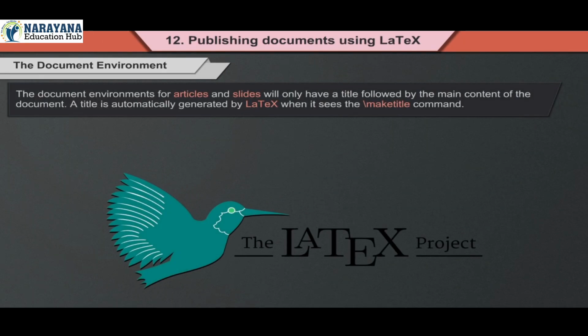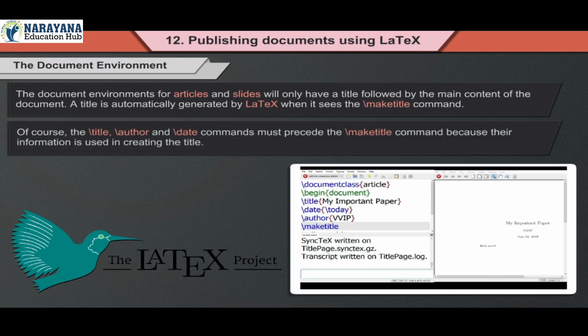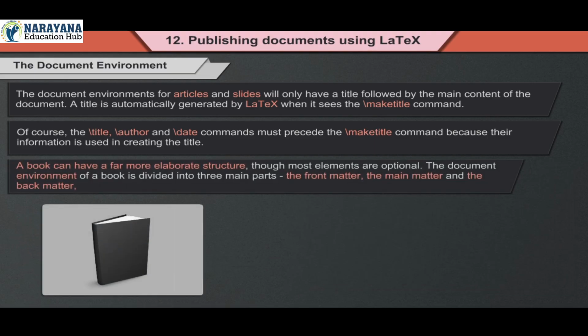The document environment. The document environments for articles and slides will only have a title followed by the main content of the document. A title is automatically generated by LaTeX when it sees the \maketitle command. Of course, the \title, \author, and \date commands must precede the \maketitle command because their information is used in creating the title. A book can have a far more elaborate structure, though most elements are optional.